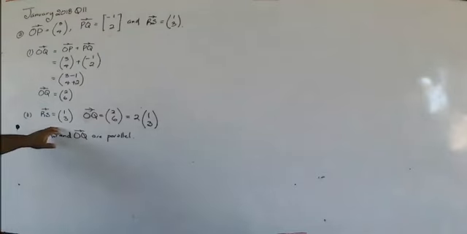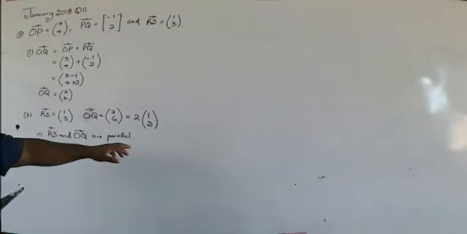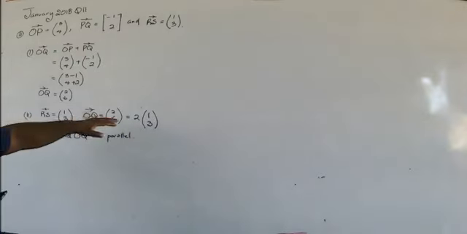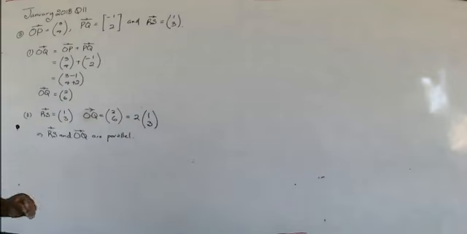This is 1 multiplied by the vector 1, 3. This is 2 multiplied by the vector 1, 3. Both of them are scalar multiples of the same base vector 1, 3. Two vectors are parallel when they have the same base vector, and the base vector is 1, 3. That's it for the first part.